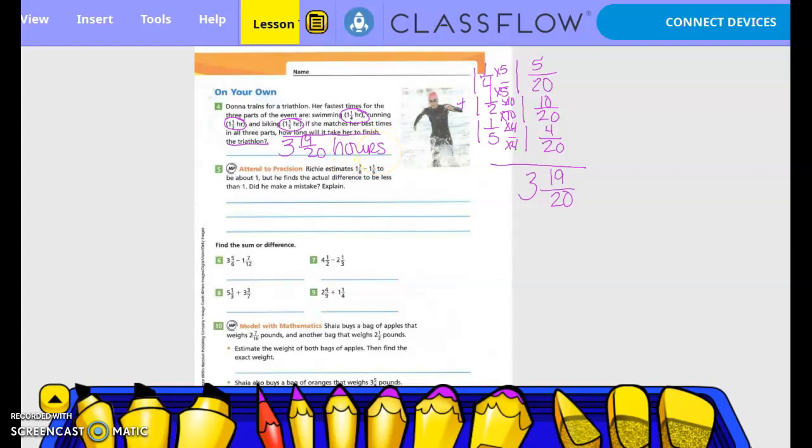Attention to precision. Richie estimates 1 7/8 minus 1 1/6 to about 1. But he finds the actual difference to be less than 1. Did he make a mistake? Explain. Okay, so because he estimated the 1 7/8 to 2, right? And the 1 1/6 to 1. Okay, and then, but did he make a mistake? No, so he didn't make a mistake. It's just we were only making an estimate, right?